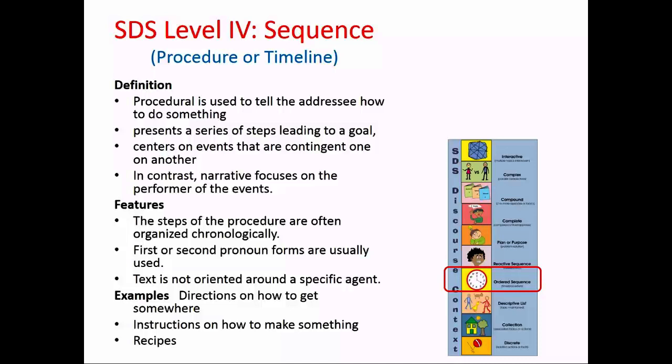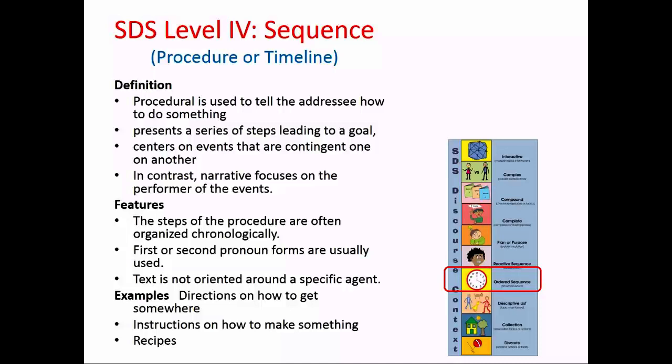So procedural, as we said, tells somebody how to do something in a series of steps leading to some sort of a goal. It centers on the events one after another. You have to do it in this sequence for the thing to come out correctly. In contrast to narrative, which focuses on the performer of the events, this focuses on the actual actions of the events. So as we showed earlier, it's very similar to narrative, except narrative is the person and what the person is doing. Expository is the thing and the procedure to accomplish creating the thing.